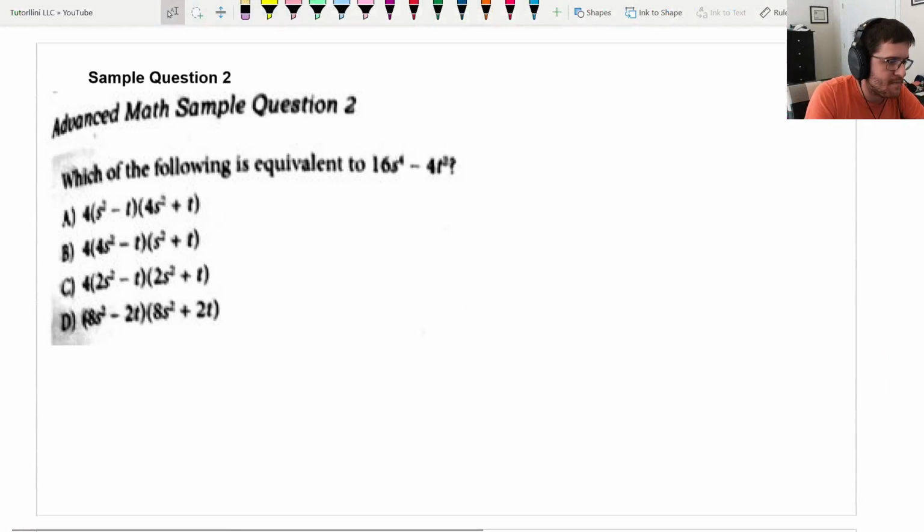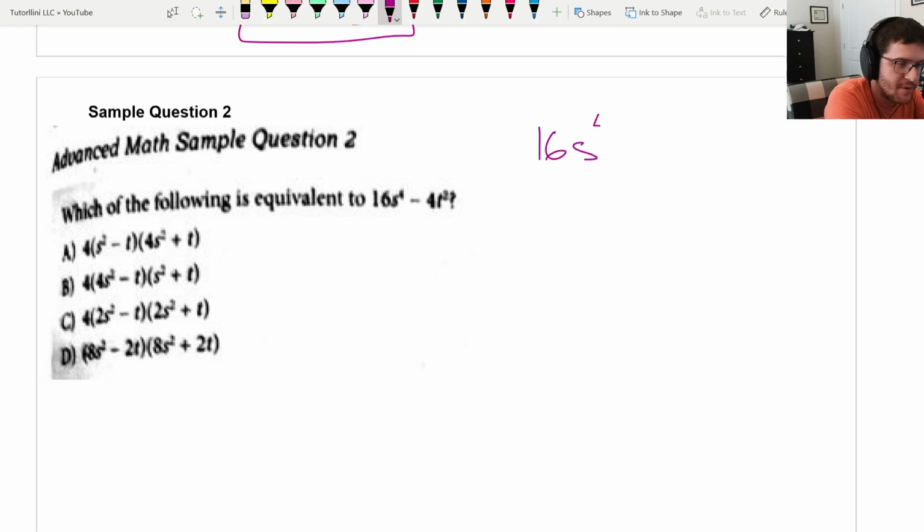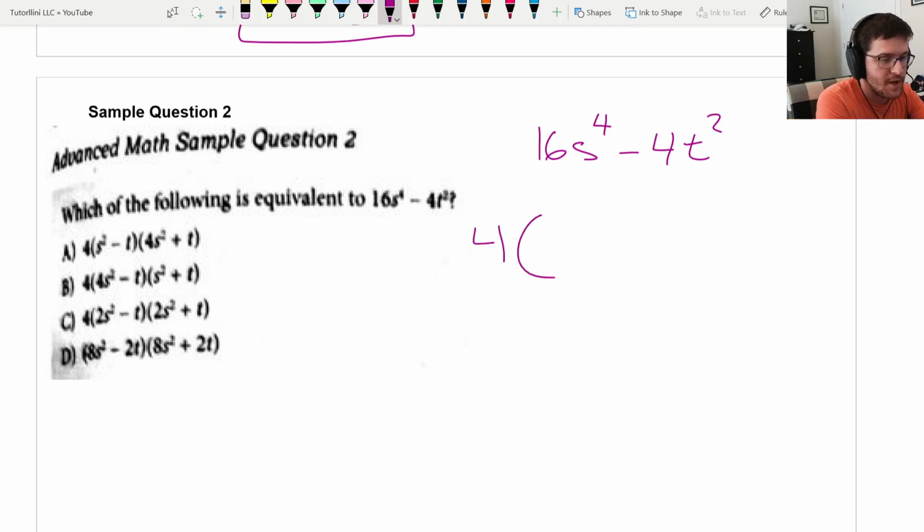All right, great. Okay, so this one's a little hard to read. So let me rewrite it. 16s to the 4th minus 4t squared. So the very first thing whenever you go to factor, I said this in my Ottocento factoring video, is you see if you can pull out a GCF. Do they both have an s? No. Do they both have a t? No. But they both have a factor of 4. The GCF is 4, so we're going to pull out a 4.